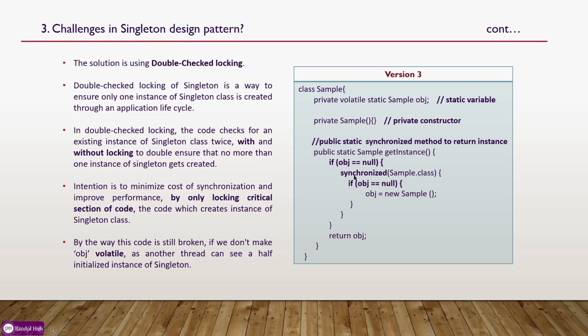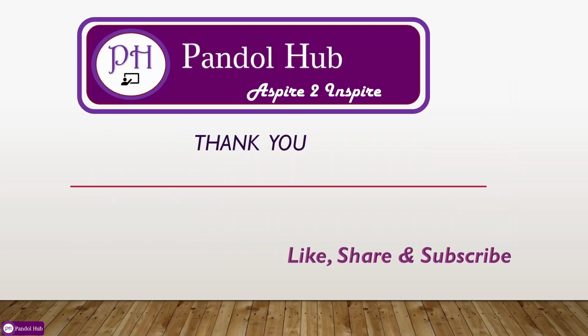And we have the locking system. The locking represents that we have a synchronized block of code, inside which we check if the instance is null, and if the instance is null, we instantiate it and return it. So this is the way we write the singleton design pattern.